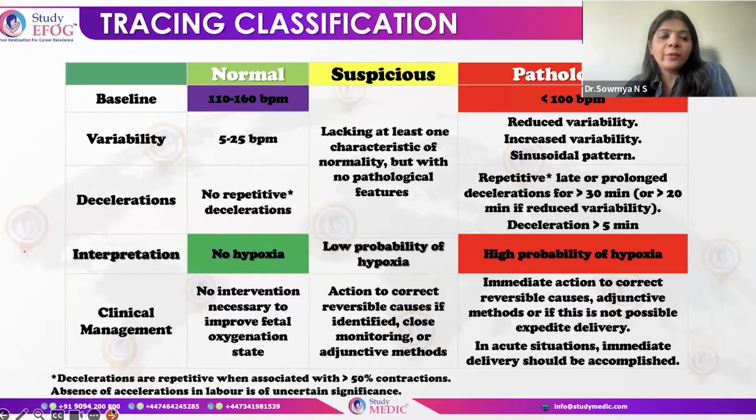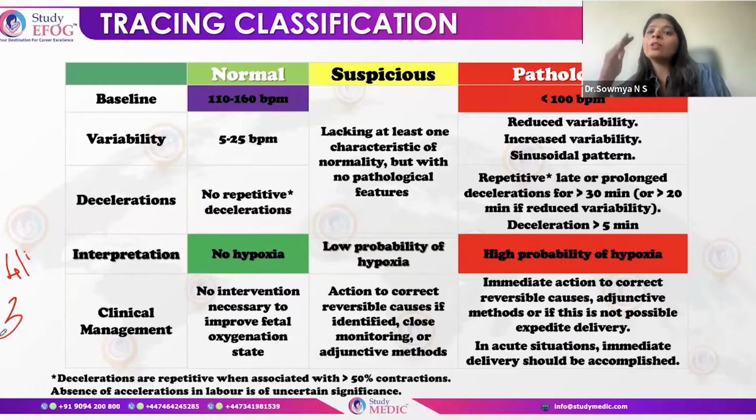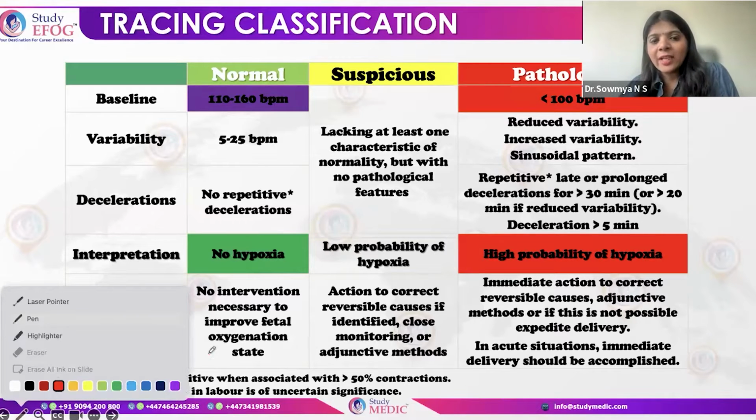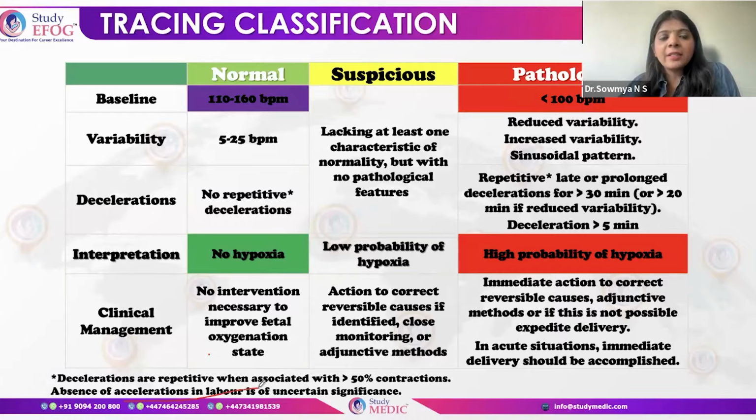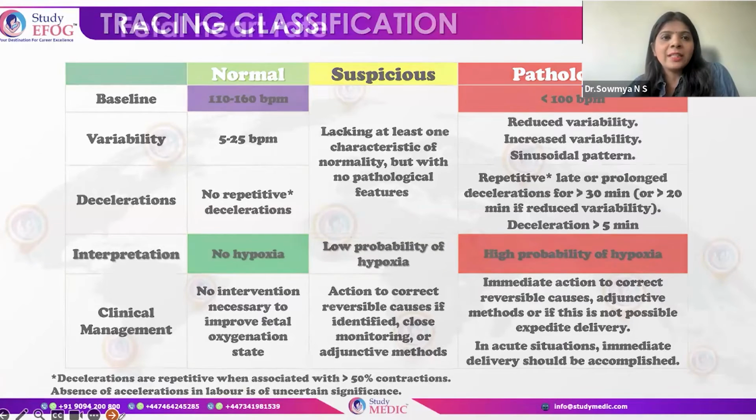So now let's look into this. And decelerations, as we mentioned, when do you say repetitive? For example, if you have 4 contractions in 10 minutes, if the deceleration is for 3 contractions, that is more than 2, then you call it repetitive decelerations. Okay. And remember, if accelerations are there, it's a good sign. But absence of accelerations in labor is not of any significance. Okay. Hope that's clear. Let's look into a couple of CTGs more.